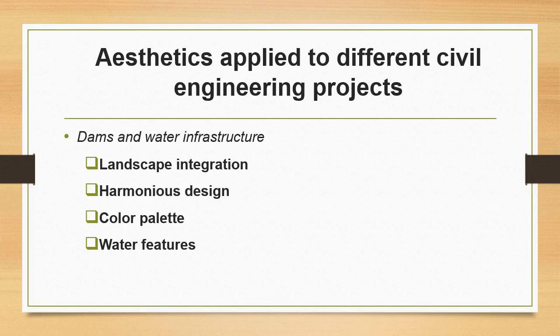Now, the second type of project is dams and water infrastructure. Now, what are the major factors that influence the aesthetics of that particular project? First one is landscape integration. Designers can incorporate vegetation and landscaping to soften the visual impact of large artificial concrete structures.